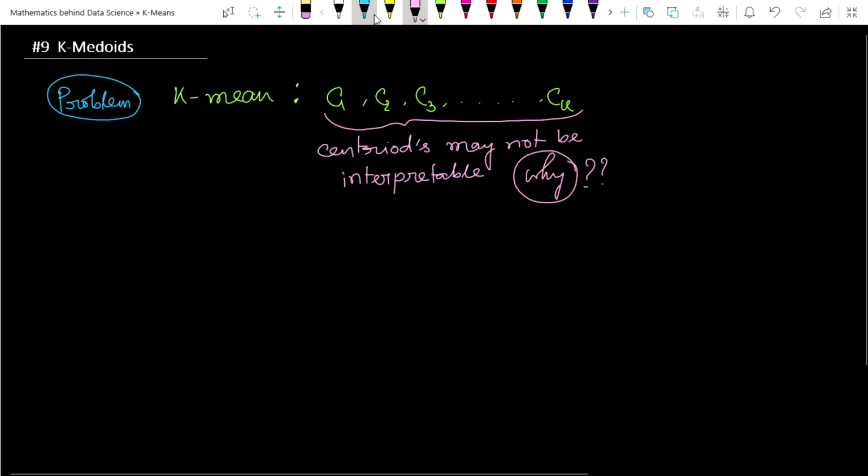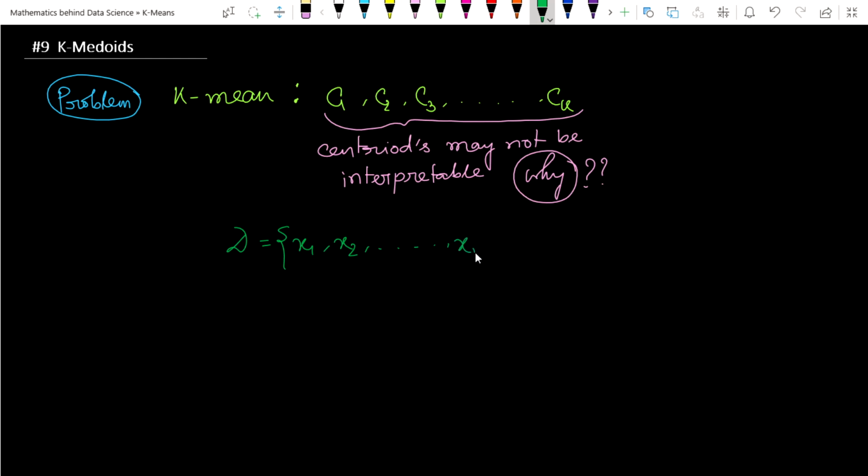Now let's understand this thing. Why are these things not interpretable? Because of the data set we have. Let's take the data set like that, x1, x2. Now, as we have already seen in k-means plus plus, first we have to randomly select any point from this data set, and take it as the first centroid.